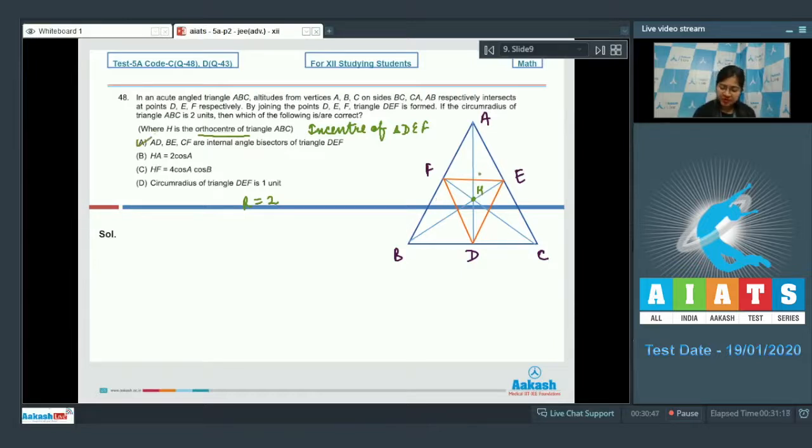Now, if we talk about HA, value of HA is 2R cos A. So it should be 4 cos A. So this is incorrect. Value of HF is 2R cos A cos B, that is equal to 4 cos A cos B. So this is correct. Circumradius of triangle DEF is equal to R by 2, that is 1. So this is also correct. So A, C, D are the correct answers.